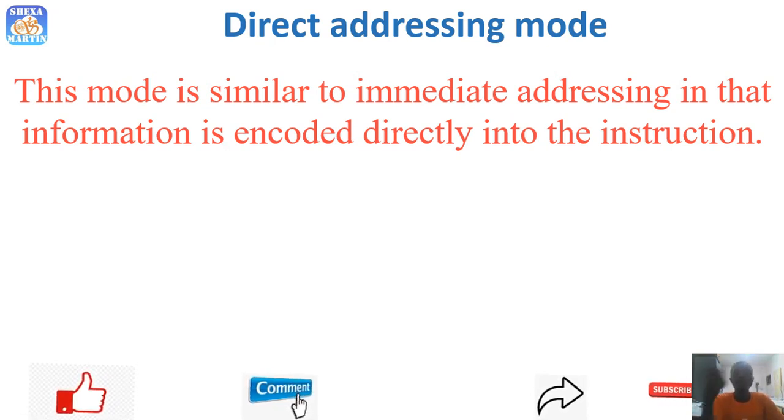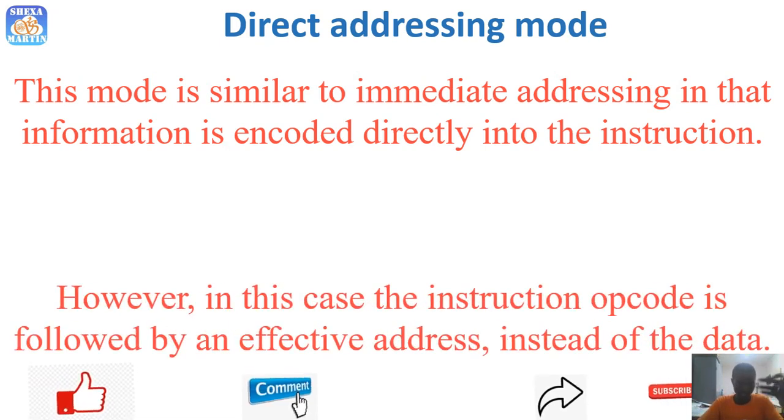So previously, when we talked about immediate addressing mode, the value or data to be acted upon was an immediate value. Now the information of where we are supposed to get the value is directly encoded into the instruction. So that's one of the differences between immediate addressing mode and direct addressing mode. However, in direct addressing mode, the instruction opcode is followed by an effective address instead of the data.